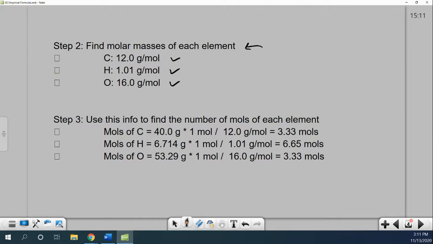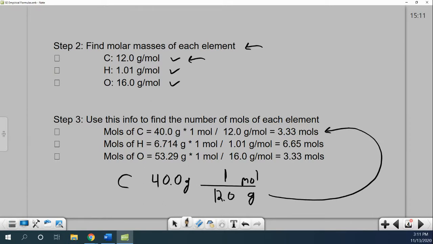Now that I've got molar mass, I'll do a sample calculation for carbon here. I have 40.0 grams of carbon. I want to get it out of grams and change it into moles. And I know that 12.0 grams of carbon is a mole. 1 mole of carbon should weigh 12 grams. So I do 40 times 1, and I divide it by 12.